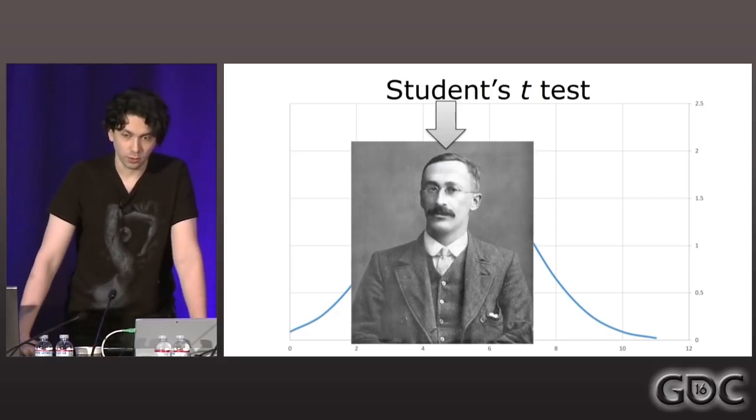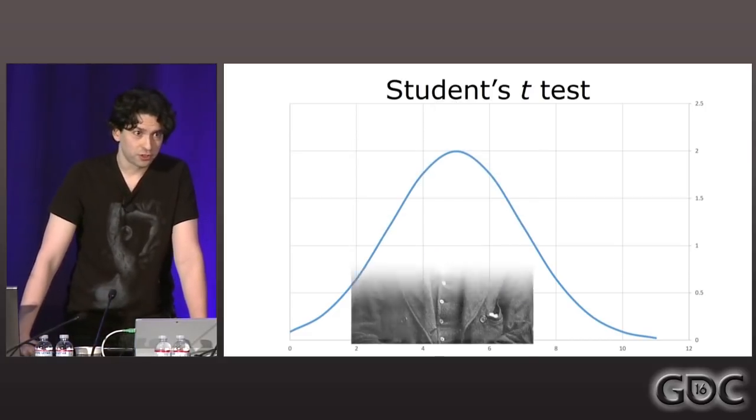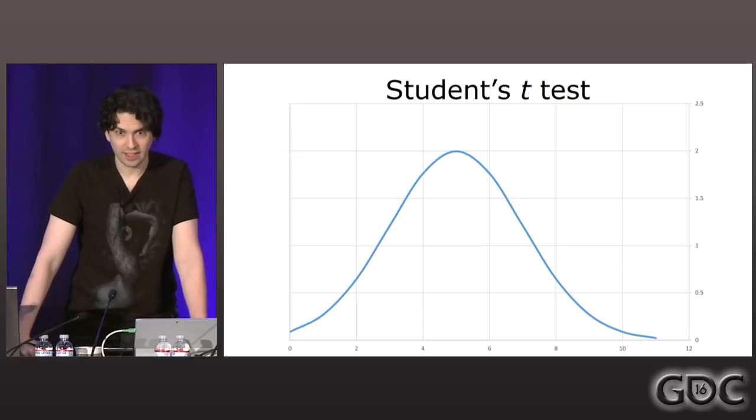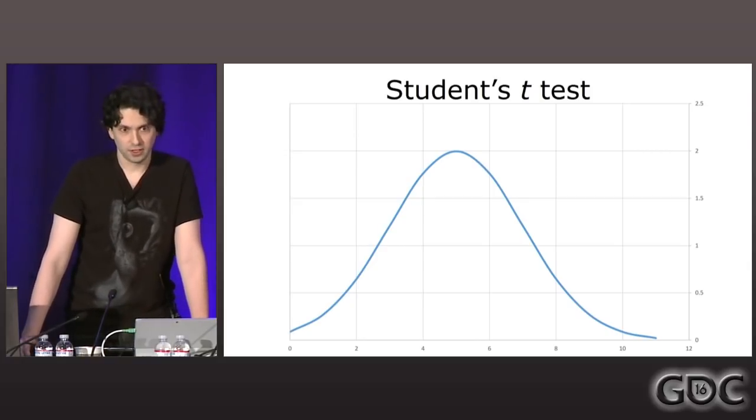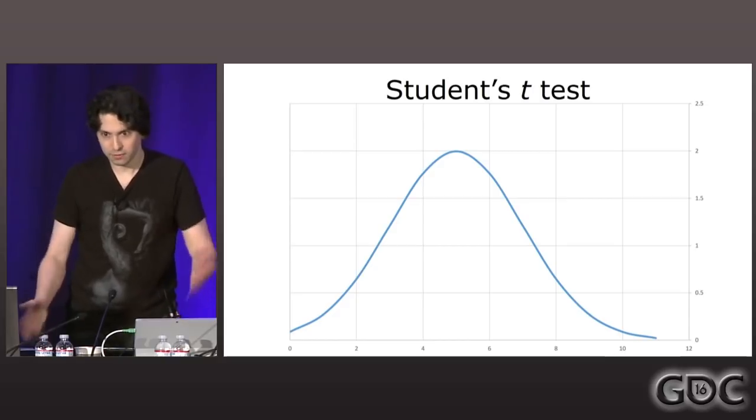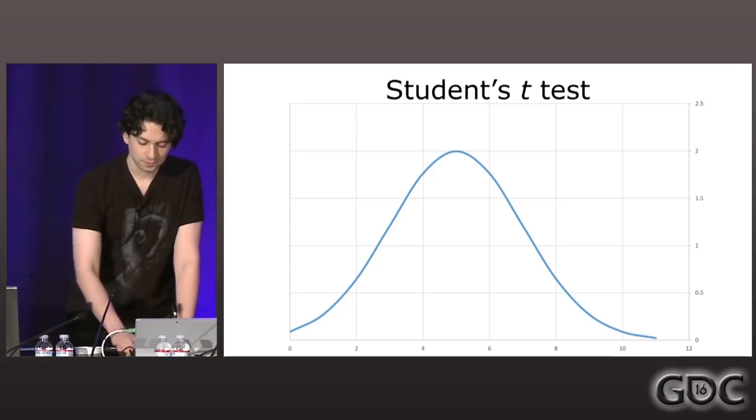It's actually named after this guy, William Gossett, who had to publish under the pseudonym Student because he was under NDA to Guinness at the time that he invented it. Go figure. He was concerned with quality control on beer. So let's say that this distribution represents like the specific gravity of bottles of Guinness that roll off the line. And it's kind of clustered. It's a little bit of variation.